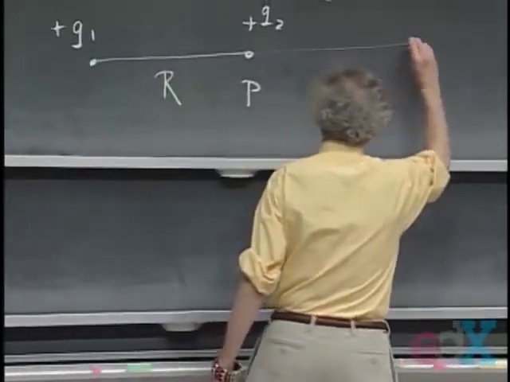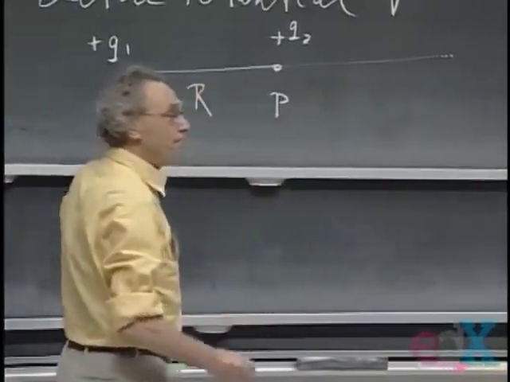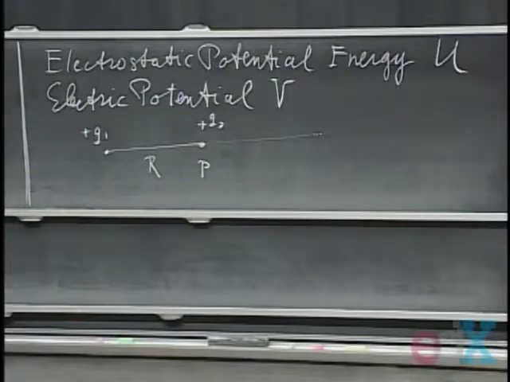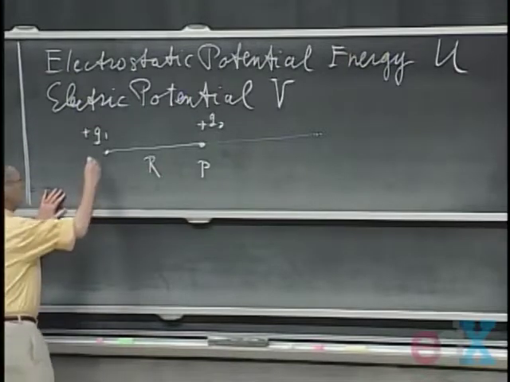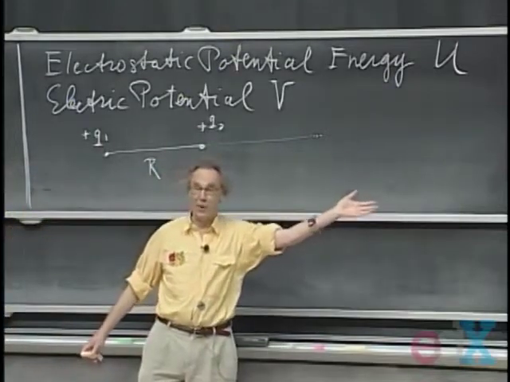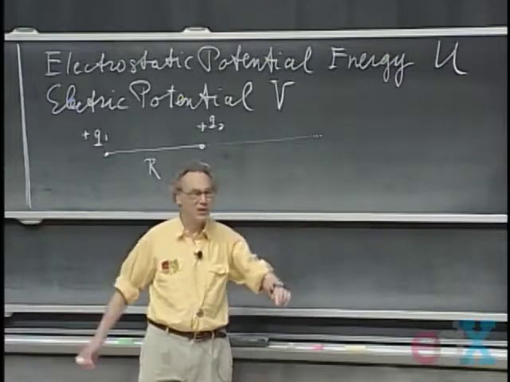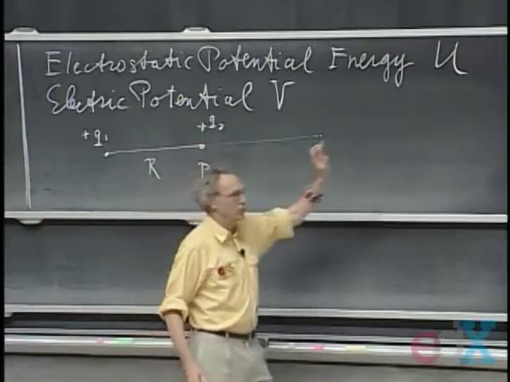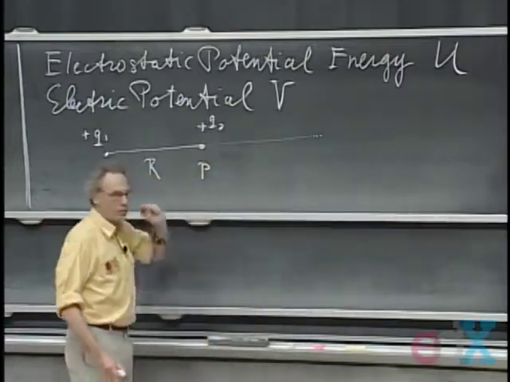Well, we first put Q1 here. If space is empty, this doesn't take any work to place Q1 here. But now I come from very far away. We always think of it as infinitely far away. Of course, that's a little bit of exaggeration. And we bring this charge Q2 from infinity to that point P.